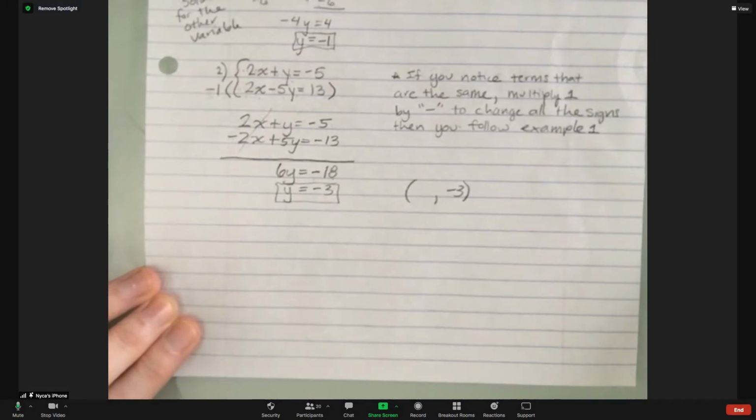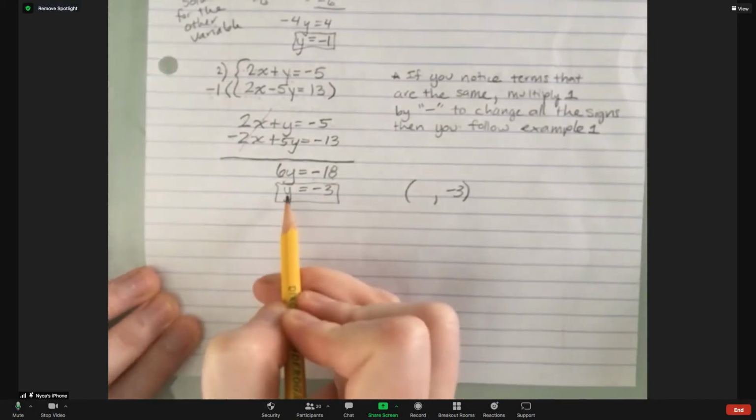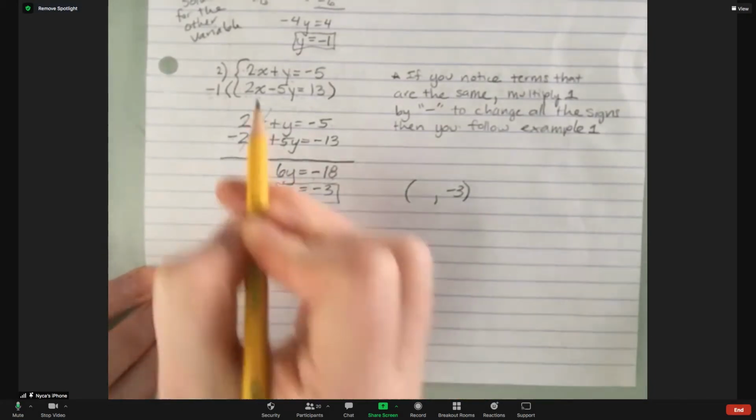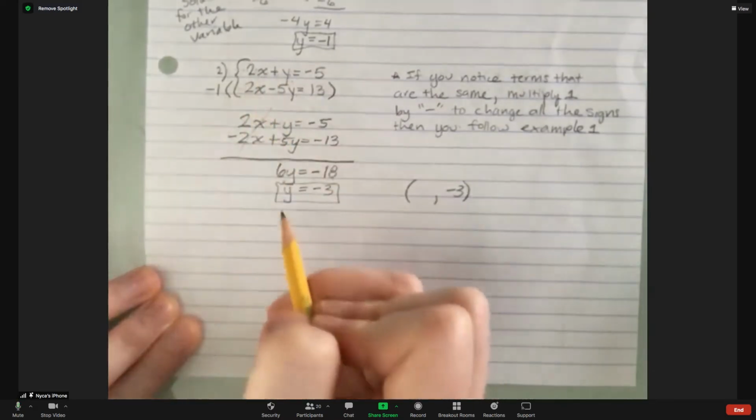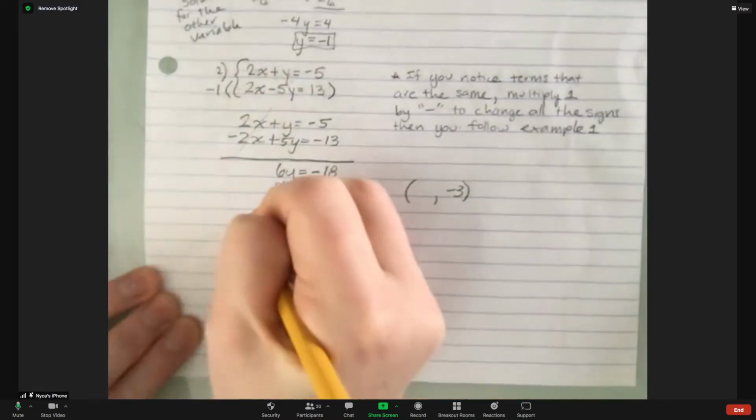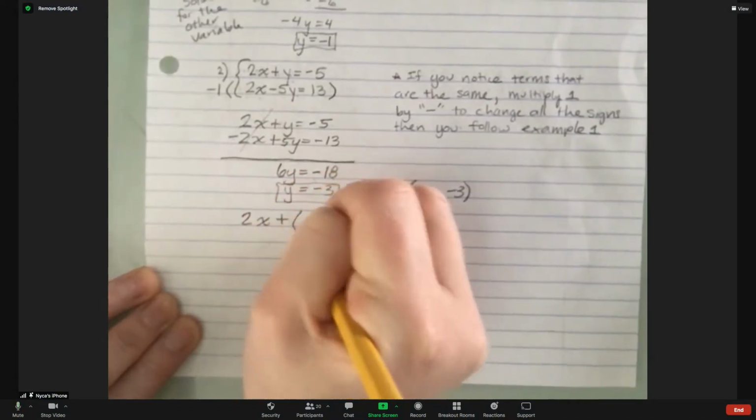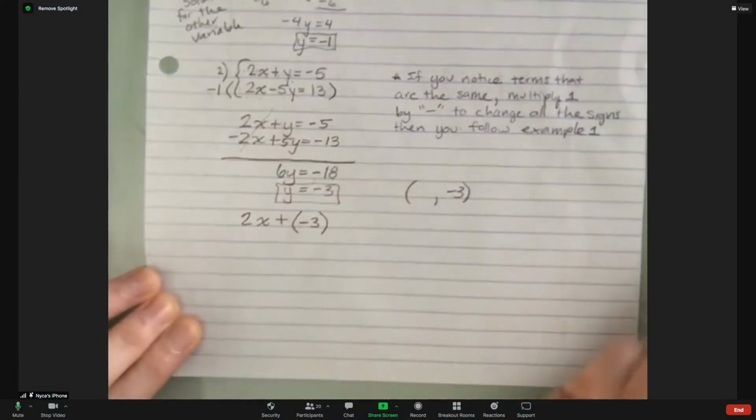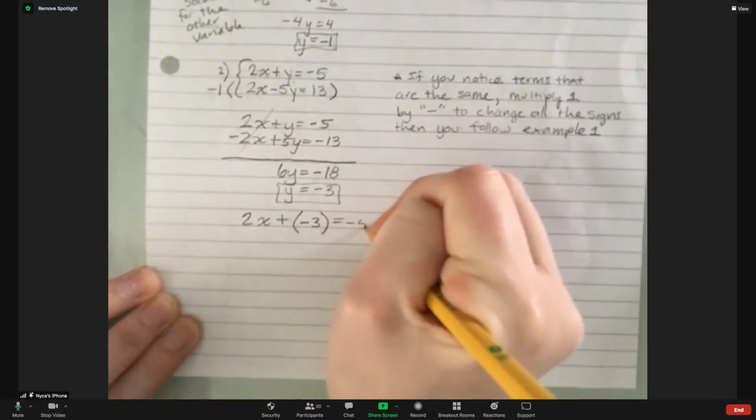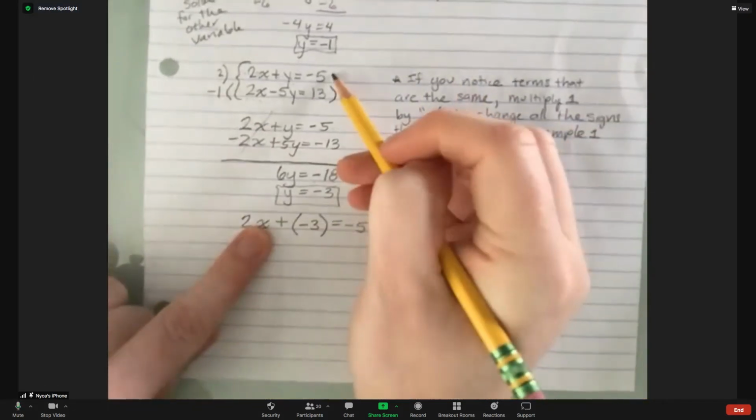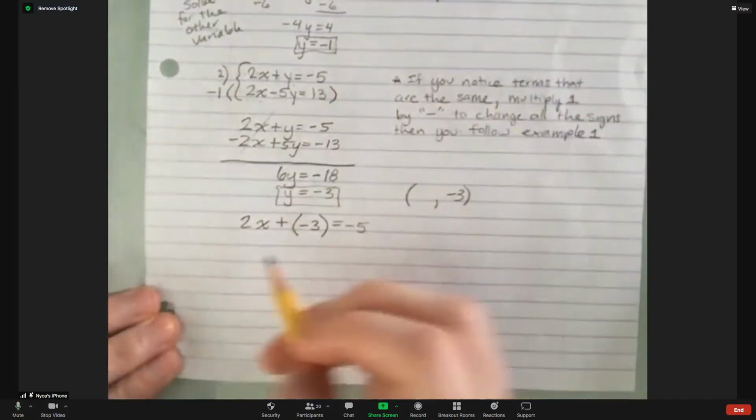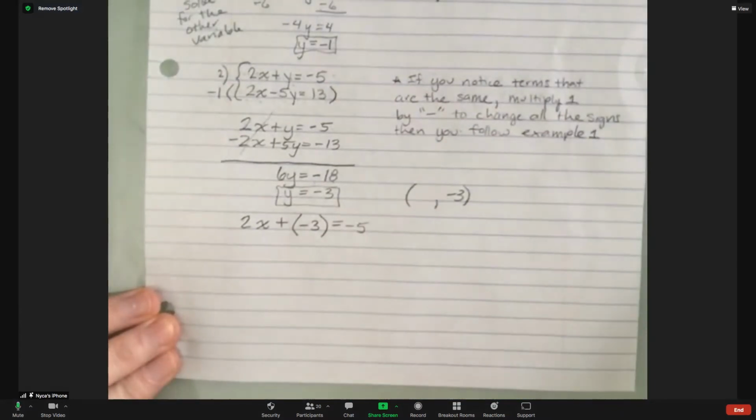Now let's find the x. How do you find the x? You take what you just found and you plug it into any of them. I just plug it in to the first one or the one that I didn't mess with. So 2x plus, don't forget parentheses when you plug in, equals negative 5. Where did I get this? It's the first equation. Okay, now I need to solve.